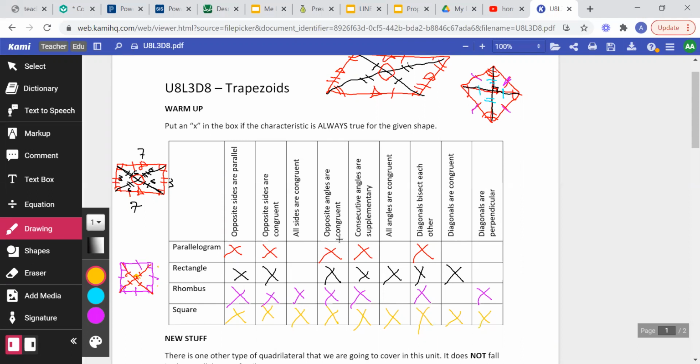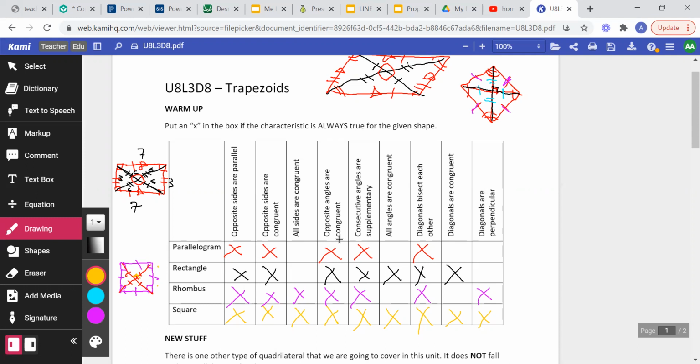Rectangle, opposite sides are parallel, congruent. Opposite angles are congruent, consecutive angles are supplementary, and diagonals bisect each other. And in addition, the angles are congruent and the diagonals are also congruent.